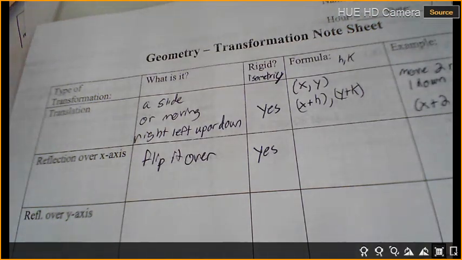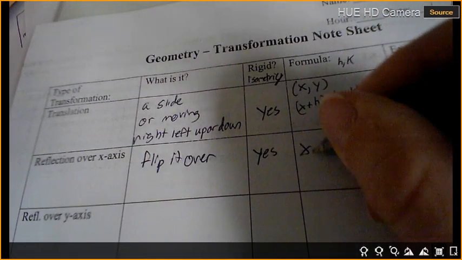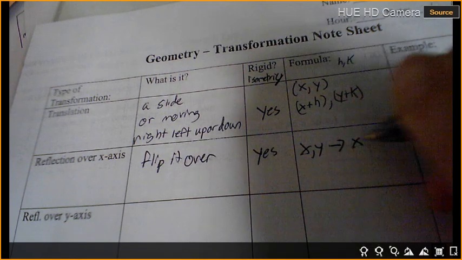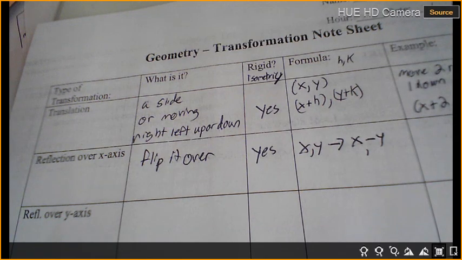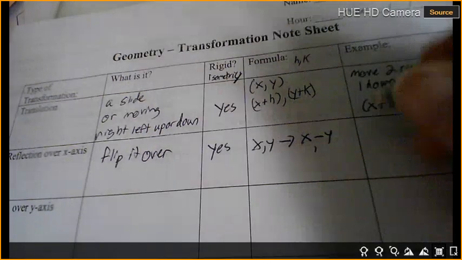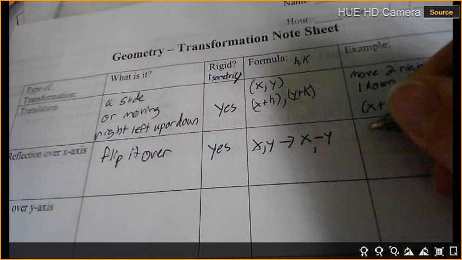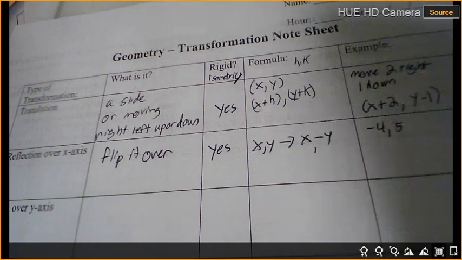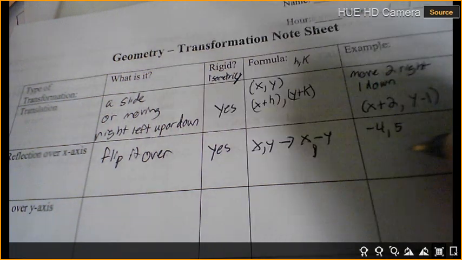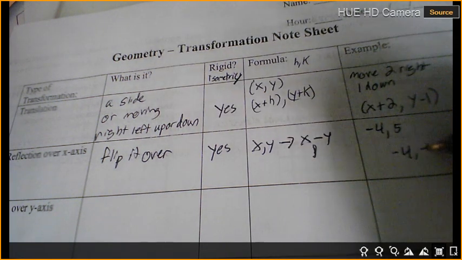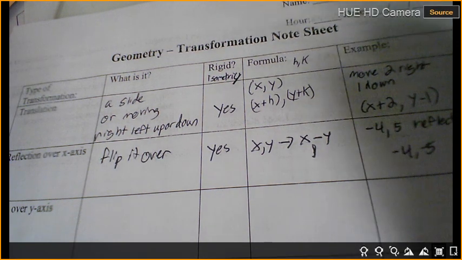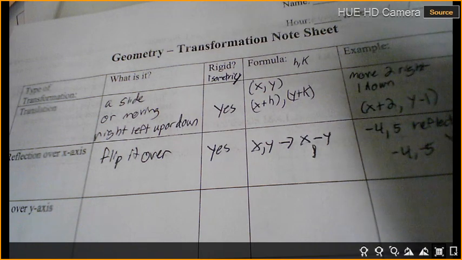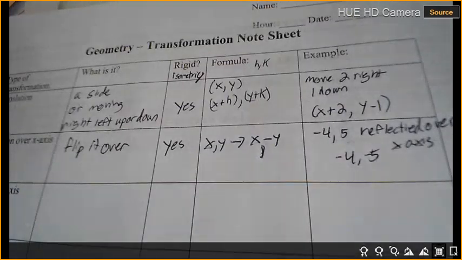Okay, my formula for this is I go from x comma y to x comma negative y. A great example of this was today's warm-up, but I'll do a different one. If we're at negative 4 comma 5, it becomes negative 4 comma negative 5, reflected over the x-axis. How you feeling about that? Good? Okay.